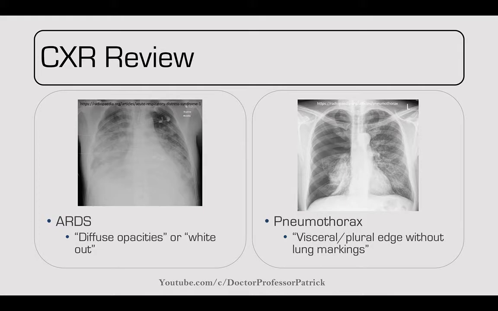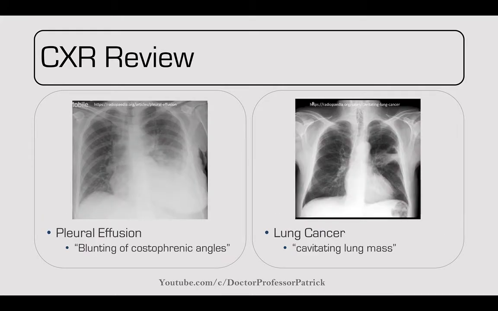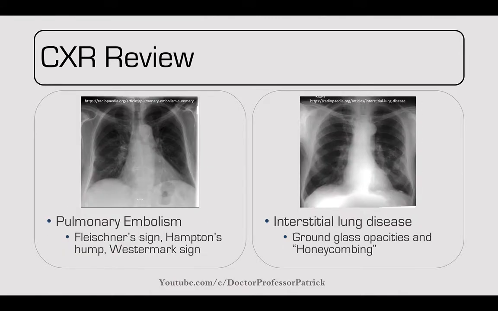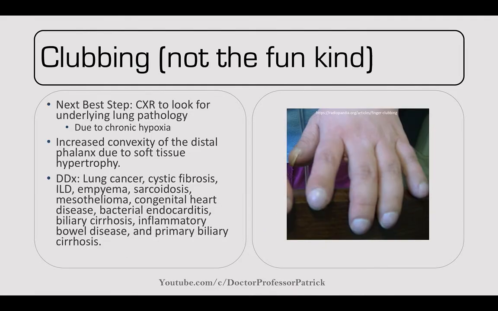And we've got pneumothorax, where you can see the visceral pleural edge without lung markings on the right. A pleural effusion, or blunting of the costophrenic angles, on the left. And then lung cancer with a cavitating mass on the right. A pulmonary embolism, so you can see Fleischner sign, Hampton's hump, or Westermark sign. And then interstitial lung disease with ground glass opacities and honeycombing on CT.